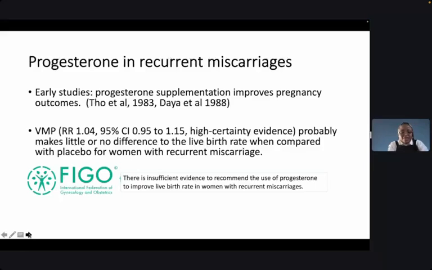In these studies, the Cochrane reviews have looked at a lot of them by doing meta-analysis. They found that there's little or no difference in live birth rate when giving progesterone to patients with recurrent miscarriages as compared to placebo. They also did extensive studies looking at patients presenting with recurrent pregnancy losses to see if there's any benefit. From that, they concluded that there is insufficient evidence to recommend the use of progesterone to improve live birth rate in women who present with recurrent miscarriages.